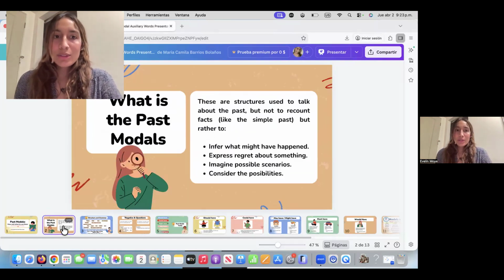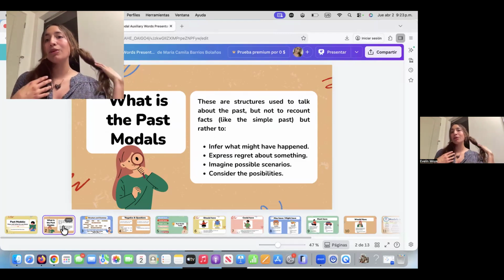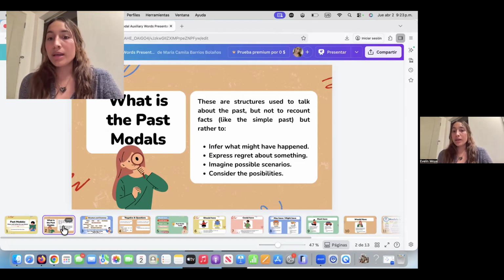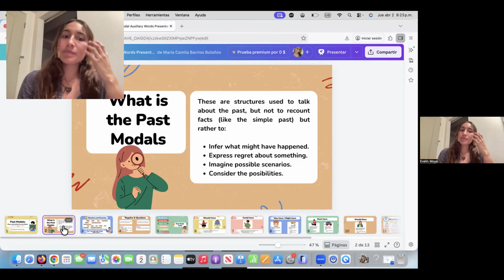So now we're going to see what the past modal is. The past modal helps us to express different ideas about the past. For example, if we want to talk about something that might have happened, or something that should have been done, or maybe something we believe happened, we can use the past modal.